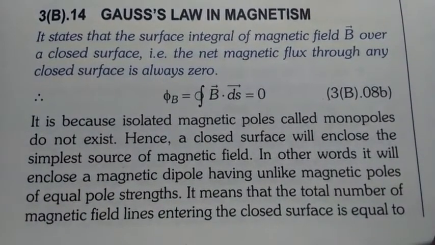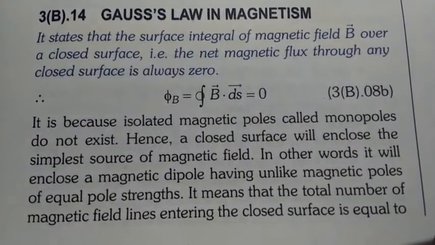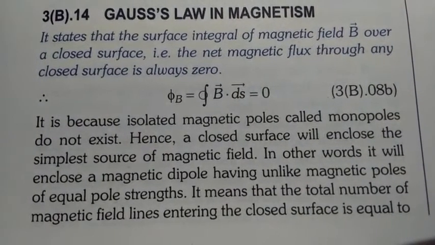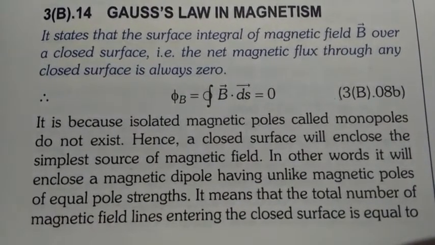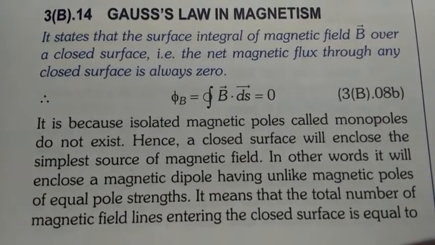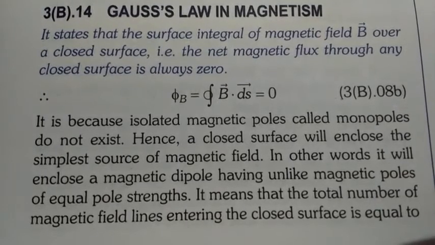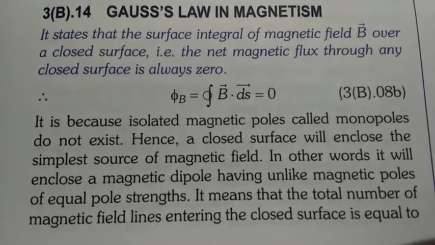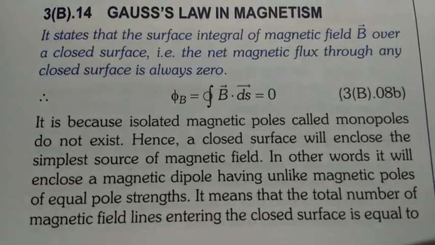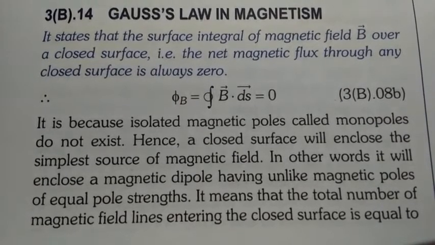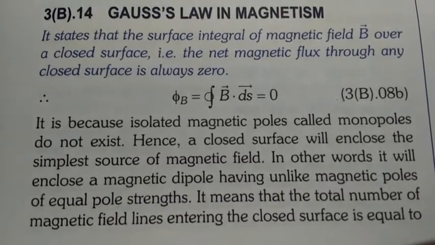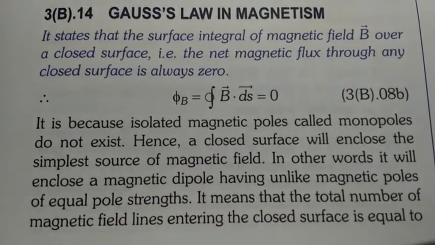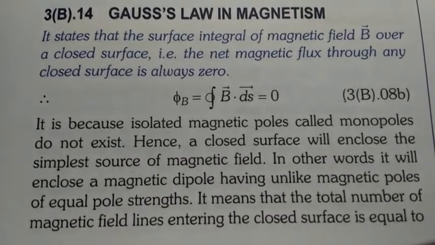So this law states that the surface integral of magnetic field B over a closed surface, that is, the net magnetic flux through any closed surface, is always 0. In case of electric field, we were getting it as Q upon epsilon naught, but here we are getting it as 0. So phi B, the total flux passing through a closed surface, equals the surface integral of B dot dS, equals 0. So this is Gauss's law in magnetism.